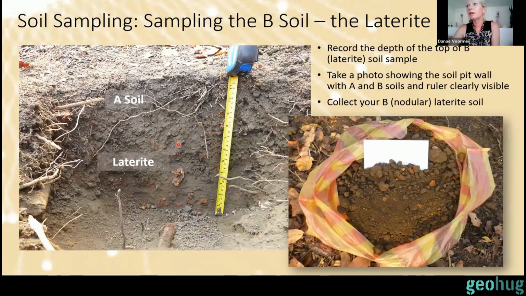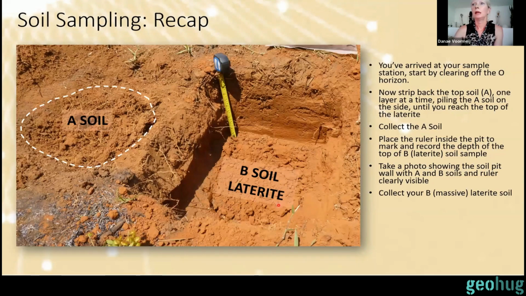It doesn't look bright red. It's nodular. This is a nodular laterite. And so you've got your A soil, you've got your B soil, you put your ruler in there, and you take a photo of the pit. And here again, you've got your A soil. It's not always brown, it can be reddish, but the roots really give it away. This was for demonstration purposes. I did 2 pits side by side here, and you can see this is your laterite. And you always take a photo to show your depth to the laterite sample.